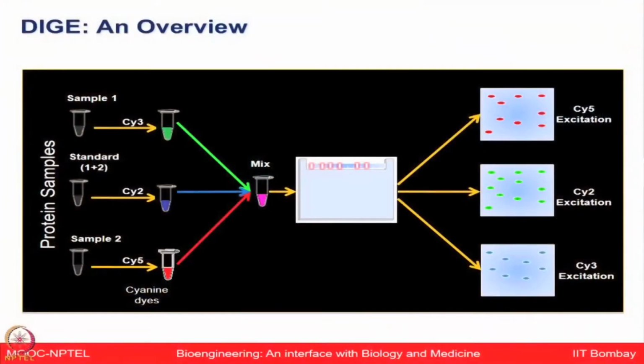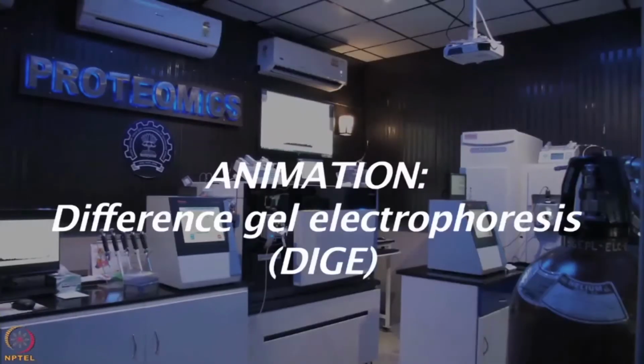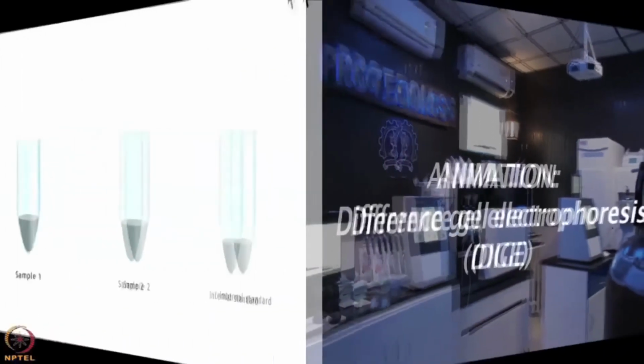So, again summing up the dye-etch technology, we can see the overview of the technology. We are comparing test and control conditions. We have labeled the samples with Cy3 and Cy5 dyes. We have made an internal standard, which is labeled with Cy2 dye, mixed all 3 samples, separated them on one gel, and now you can scan at different wavelengths to obtain different color patterns of these dyes. Let me explain this in more detail in the following animation.